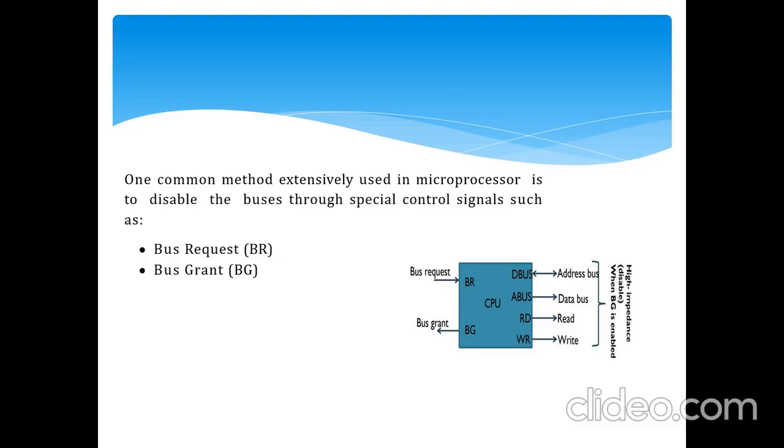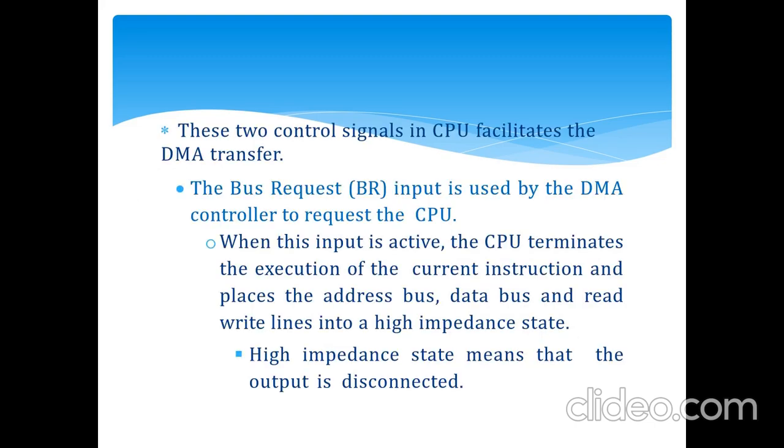One common method used in microprocessors is to disable the buses through special control signals, that is bus request and bus grant. Bus request is an input used by the DMA controller to request the CPU. When the input is active, the CPU terminates the execution of the current instruction and places the address bus, data bus, and read and write lines into the high impedance state. High impedance state means that the output is disconnected.